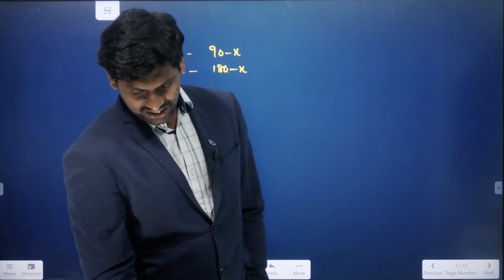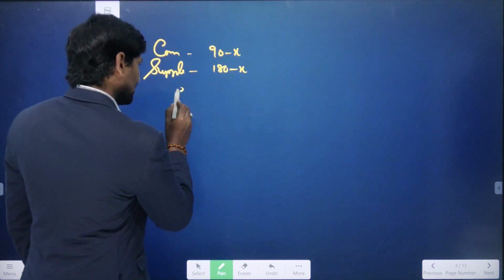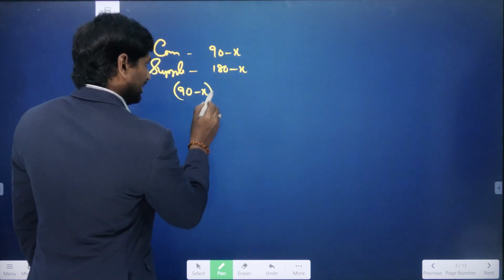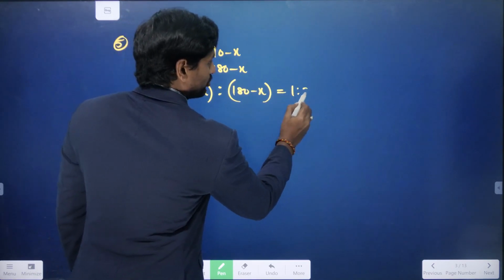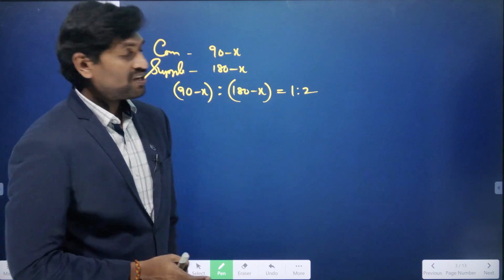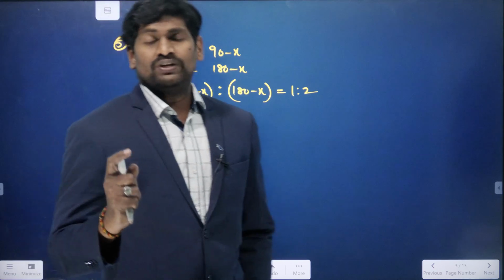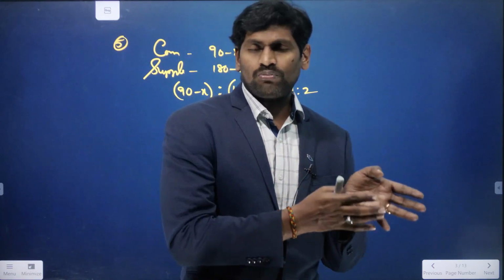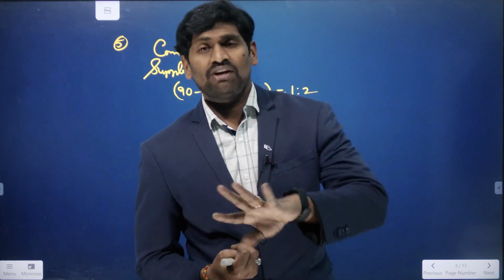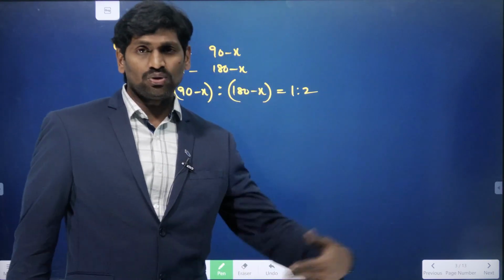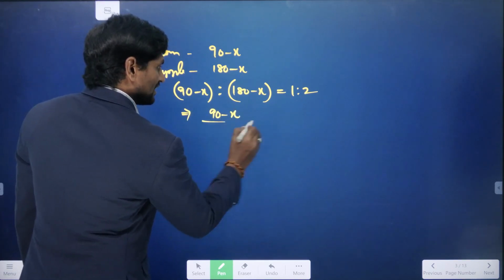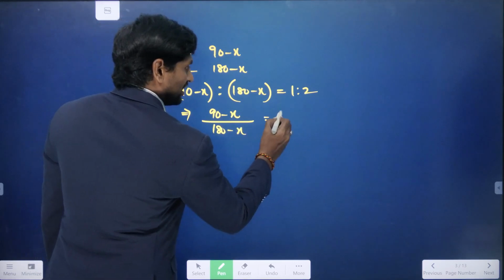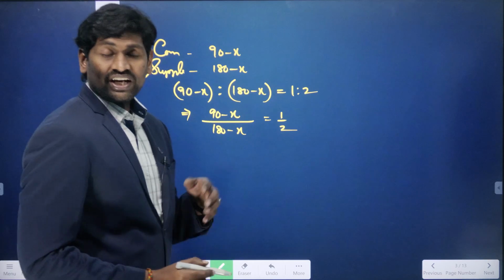And it is given that the ratio between the complement and supplement angle is 1:2. That means complement angle is to supplement angle equals 1:2. Ratio means we should take it like this. If A and B are two quantities taken in the form of ratio, we can convert them into their fractional form as well. So I am writing its fractional form: 90 minus x divided by 180 minus x equals 1/2. 1:2 we can write as 1/2.